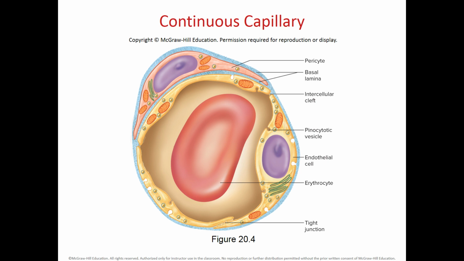And here is another tight junction between these endothelial cells. Now, these endothelial cells can separate when needed so that you can allow the escape of blood cells into the area where they might be needed.